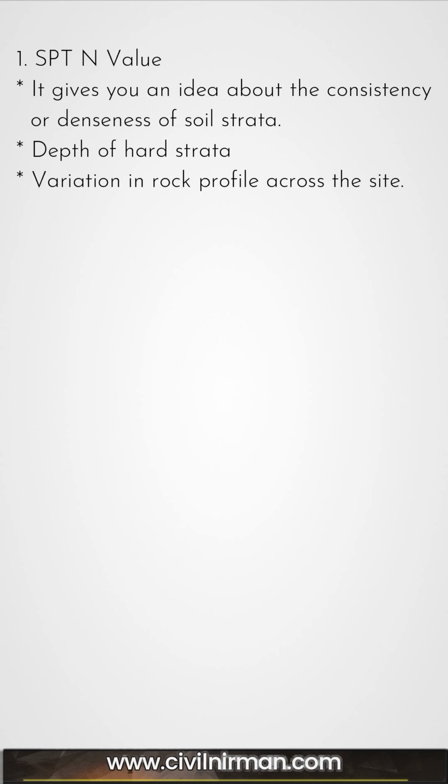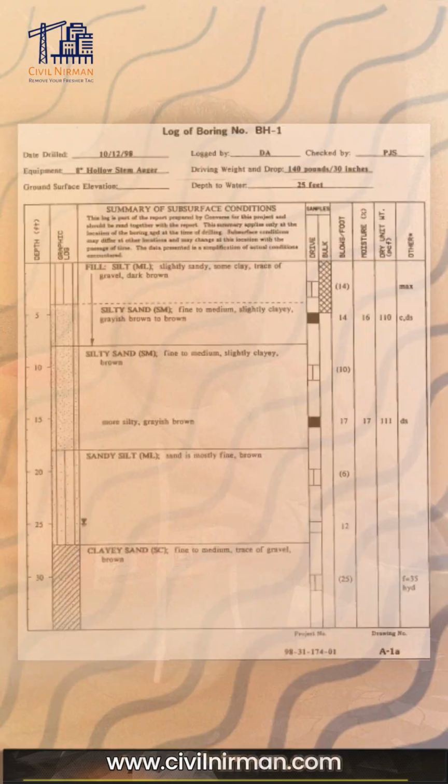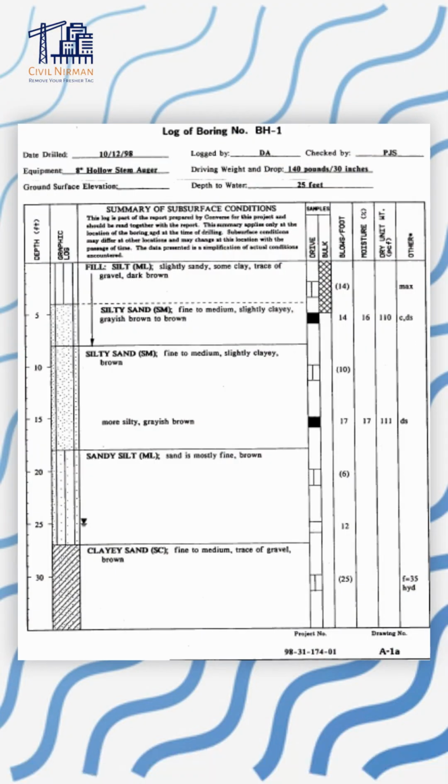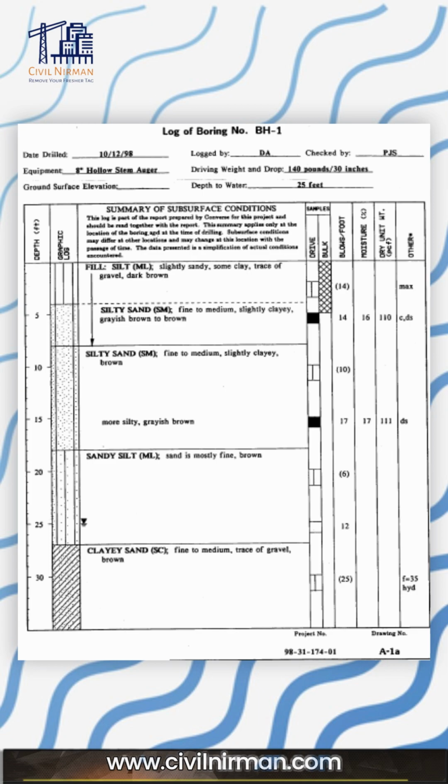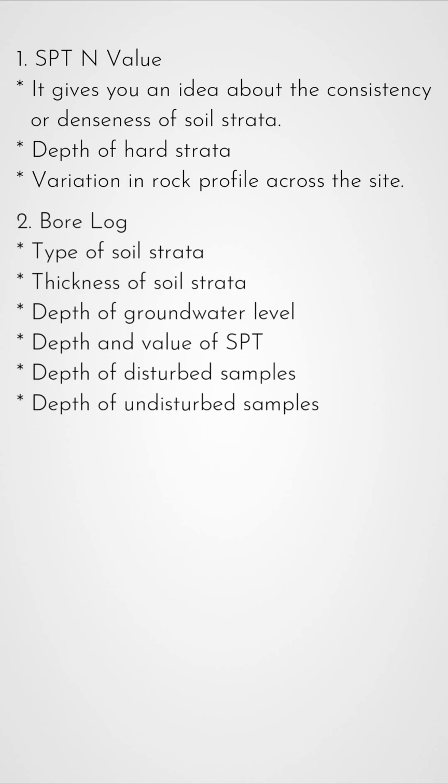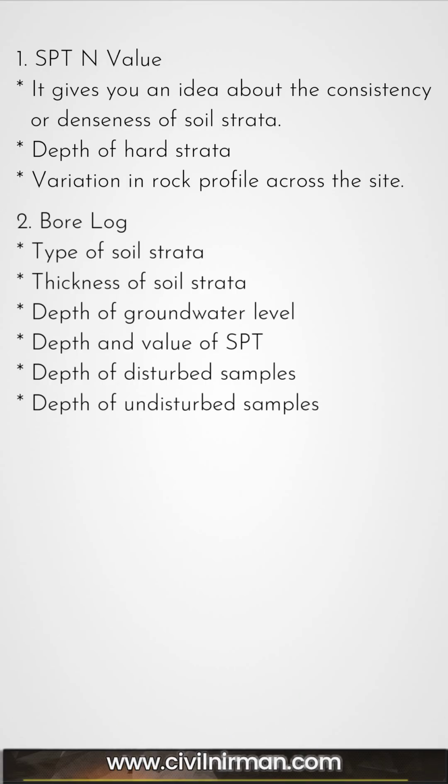So let's get started. The first important point, SPT or N value. So what is its importance? It gives you an idea about the consistency or denseness of the soil strata, depth of hard strata, variation in rock profile across the site. Second most important point, bore log. It gives you types of soil strata, thickness of soil strata, depth of groundwater level, depth and value of the SPT, depth of disturbed sample, depth of undisturbed sample.